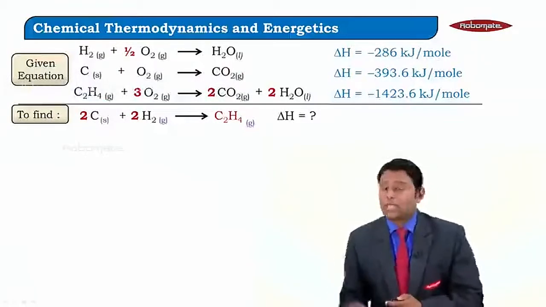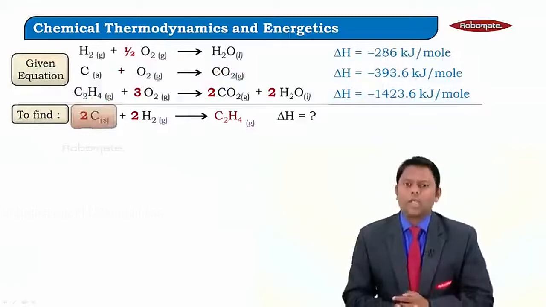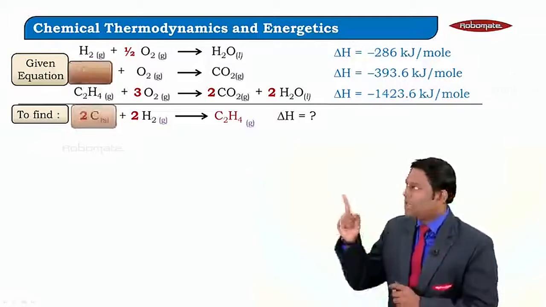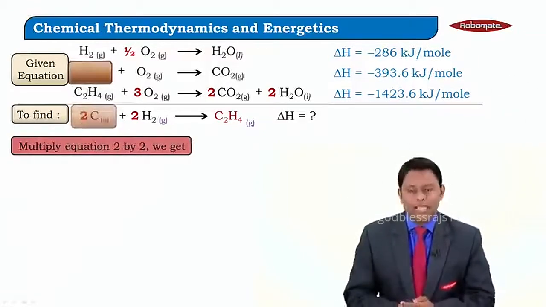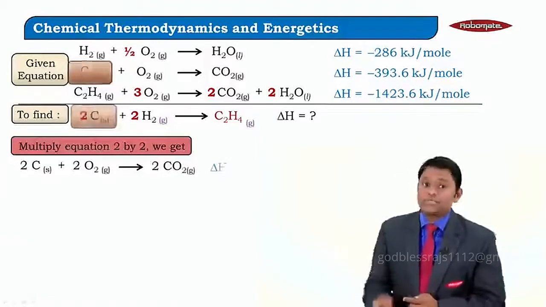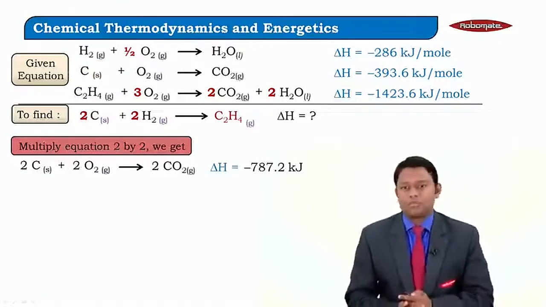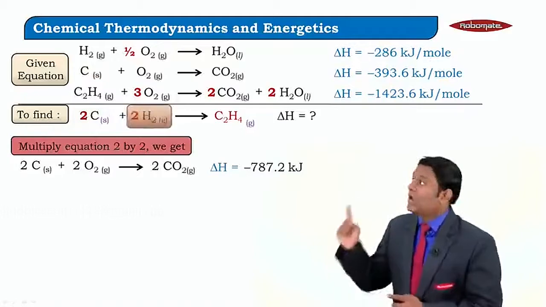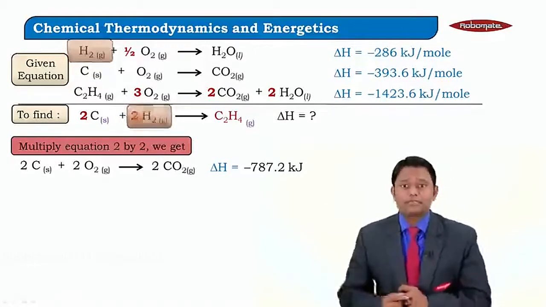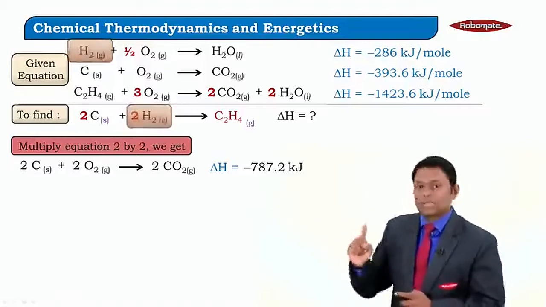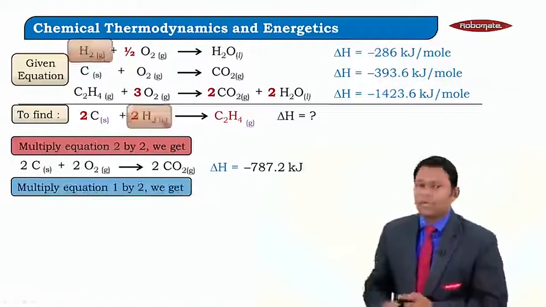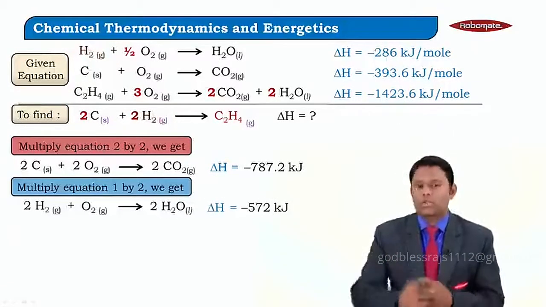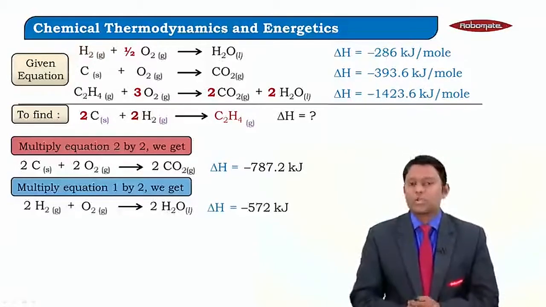The first thing we have to get is 2 times carbon. Carbon is there in equation number 2, but we want 2 times its value and it is given only 1 time. So we multiply equation 2 by 2, and multiplying the equation, the delta H value also gets multiplied by 2. So we got the first ingredient. The second ingredient we want is 2 times hydrogen. It's there in equation number 1, but we require 2 moles and it is given as 1 mole. So similarly, equation 1 will also be multiplied by 2, and the delta H value also gets doubled, that's minus 572 kilojoules.